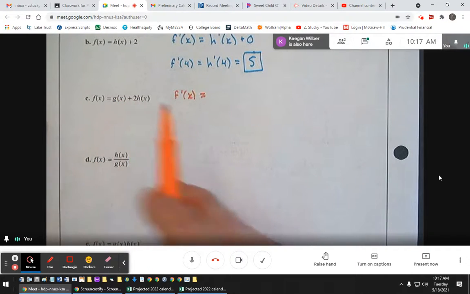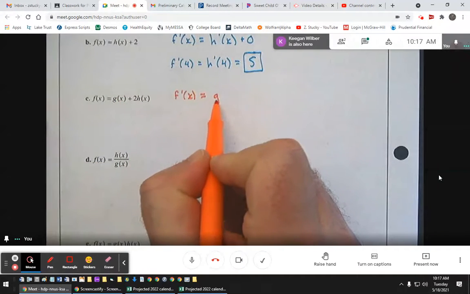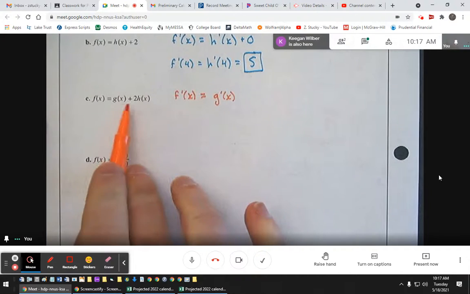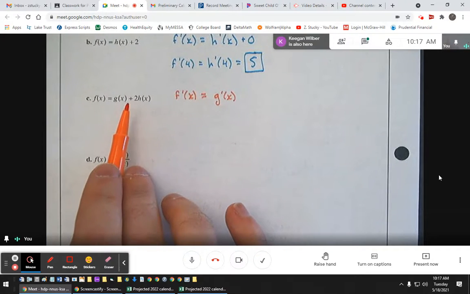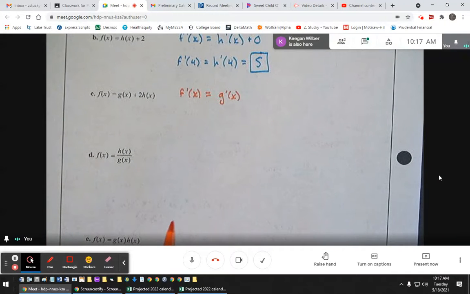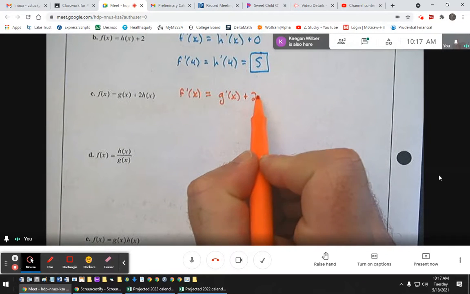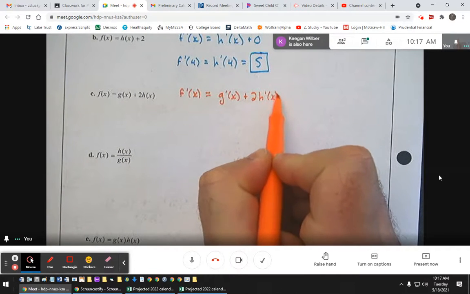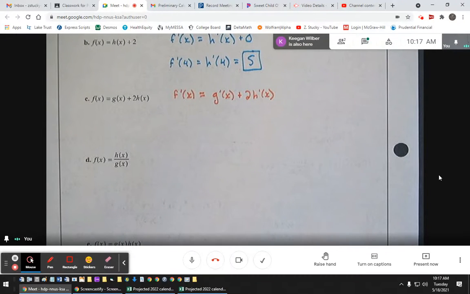So what's the derivative of g? G prime. What do you do when there's a constant? Guys, a constant is just a constant that just carries through. So what's the derivative of h? H prime. So what's the derivative of 2h? 2h prime. A constant is just a constant that will be constant forever.